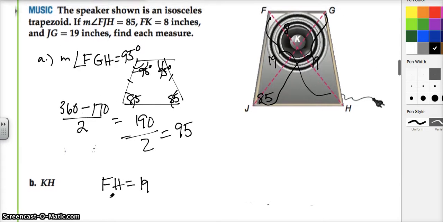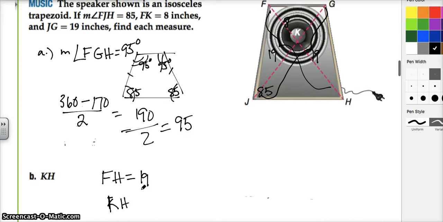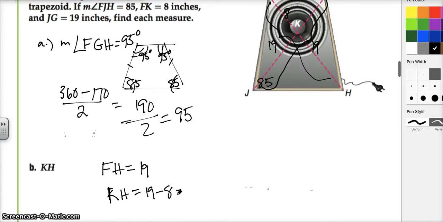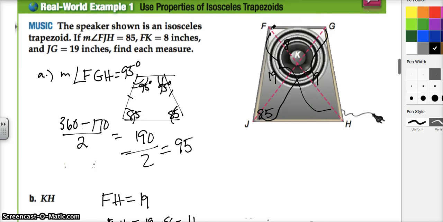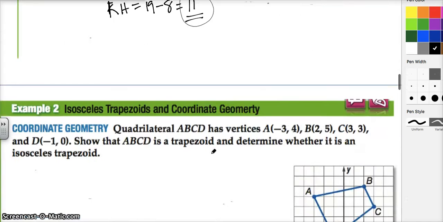And therefore, KH, I'm making this take far longer than it needs to. KH is equal to 19 minus 8. I don't think I wrote this as elegantly as I would like to, but I hope you were following the reasoning. 19, 19, both of these have to be 19. If from here to here is 8, from here to here has to be 11. And that's where we got that from.